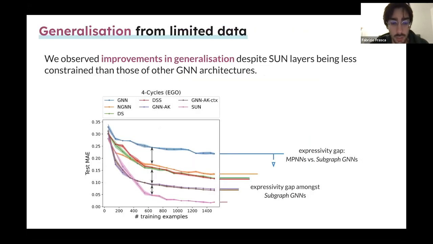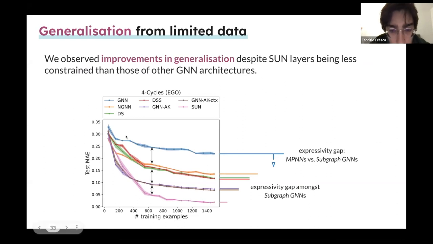And one last set of experiments before we wrap up: we also explored the generalization ability of SUN in low data regimes. What we're showing in this plot is essentially the test performance of SUN for an increasing number of training examples used to fit these models. As you can see, SUN generalizes very well in low data regimes. This is a synthetic benchmark, which is about counting the number of four cycles in small graphs.